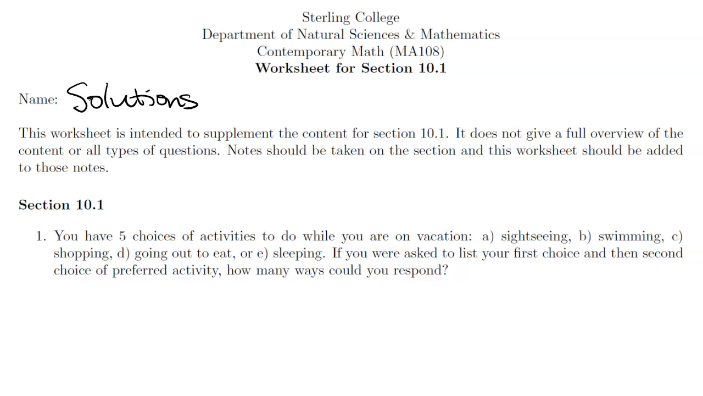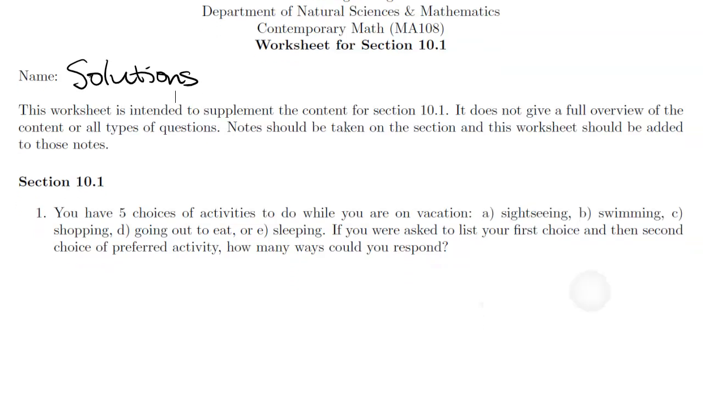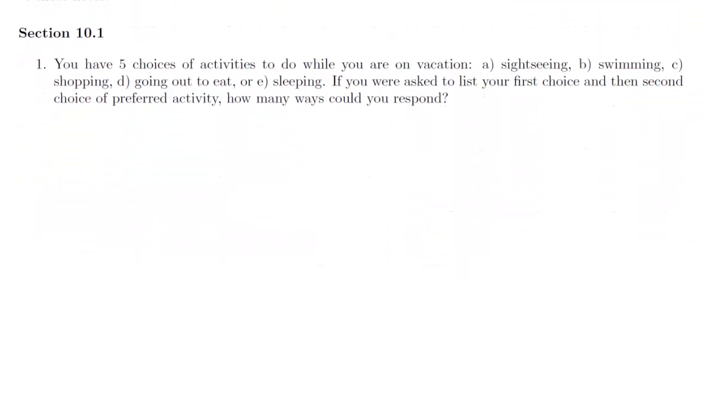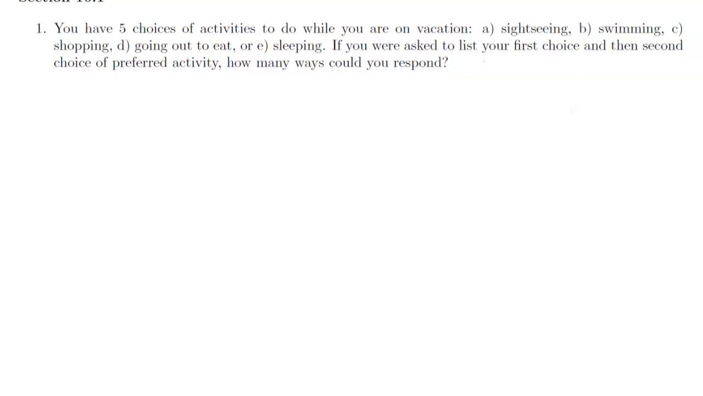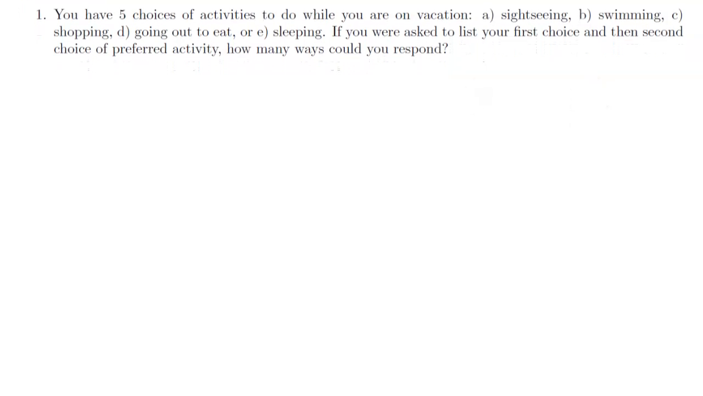All right, we are here with the worksheet for section 10.1, and we're looking at this first question. It says we've got 5 choices for activity to do while on vacation. We can either go sightseeing, swimming, shopping, going out to eat, or sleep. So 5 different options, and we're asked to list our first choice and then our second choice of preferred activity. And the question is, how many ways can we respond? So how many ways can we give a list of those preferences?